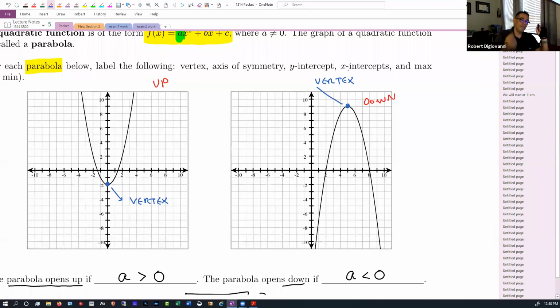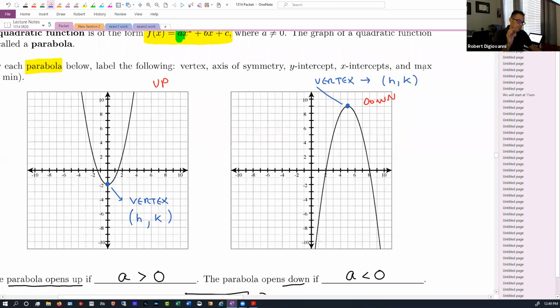And we actually have a formula that allows us to find this point. Now, keep in mind that the vertex is a point, so it has an ordered pair. There's an X coordinate and a Y coordinate. But we don't call it X and Y because it's a very special point. We call it H and we call it K. So this vertex here has some X coordinate H and some Y coordinate K.